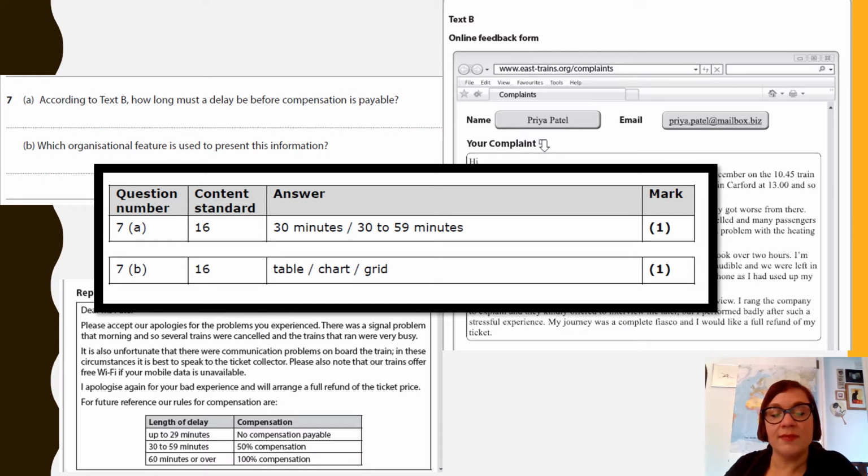So there's the answer. The information is there in the grid. Which organizational feature is used to present this information? 7B, the grid, the table, the chart. And then the information is sitting right there. Okay, so that's question 7 done.